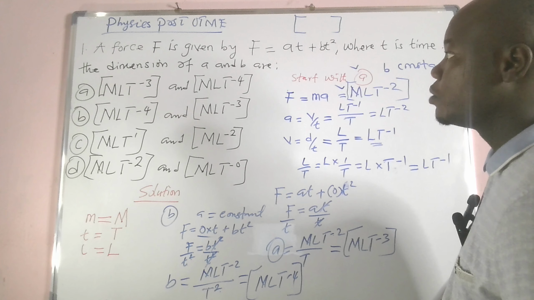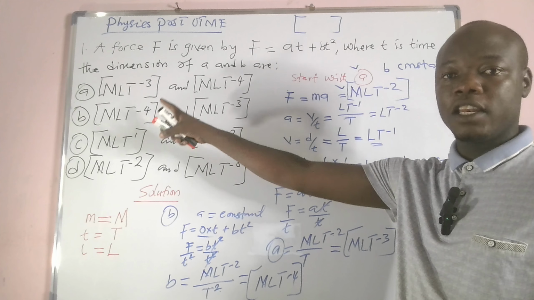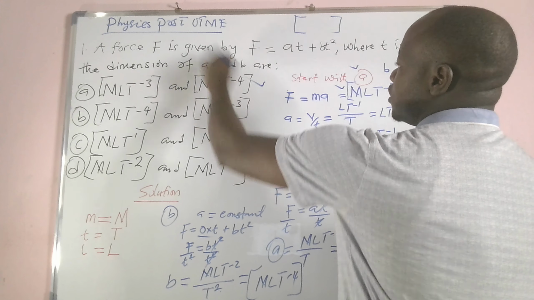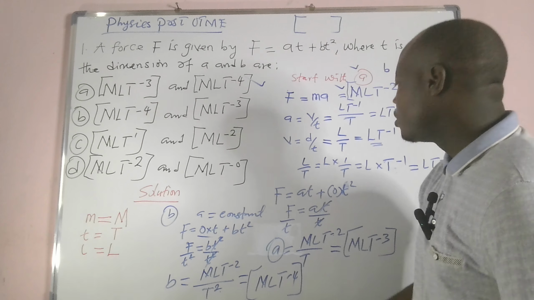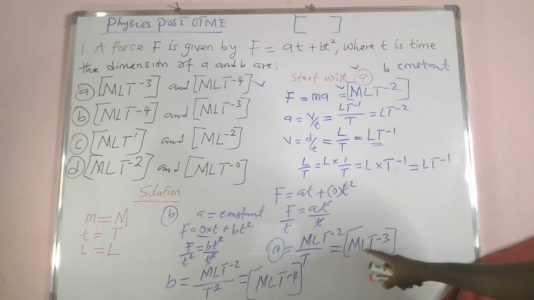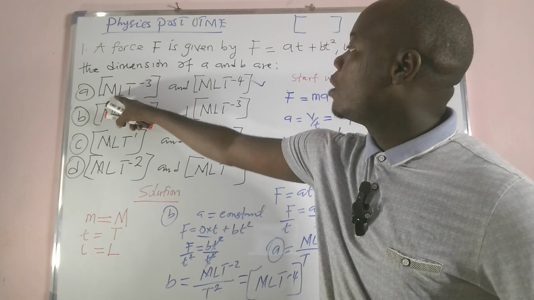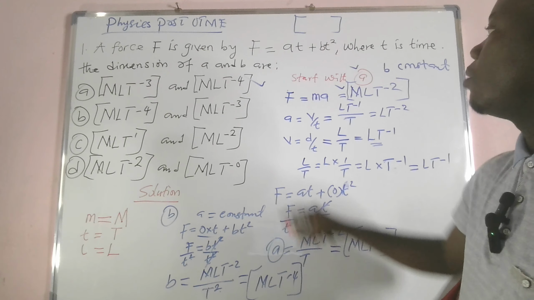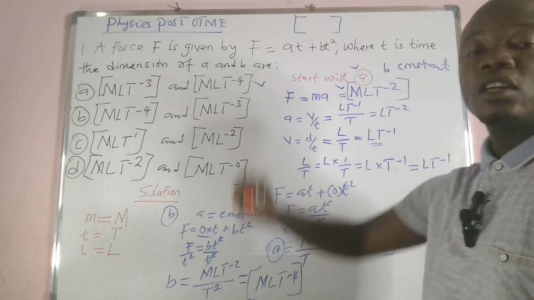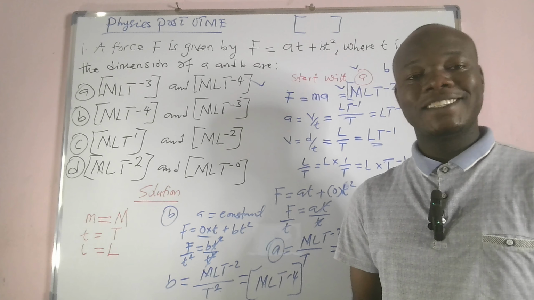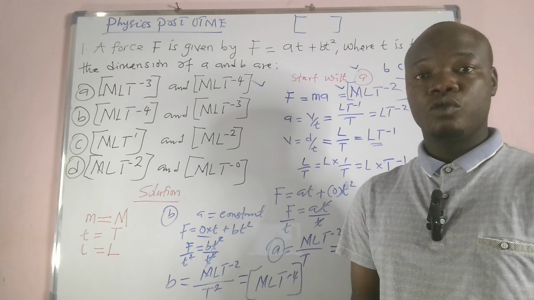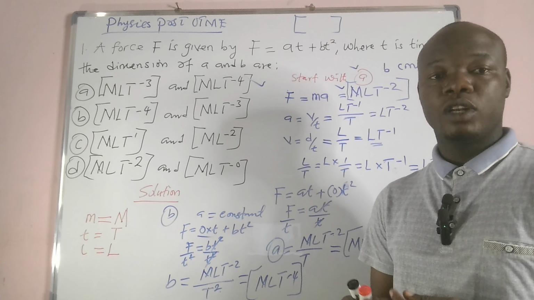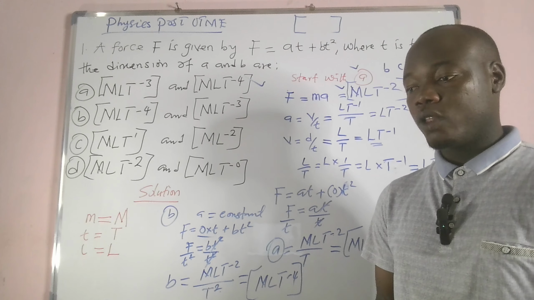So let's look at the options. Clearly, if you can see option A here, this is the correct answer, because for A we have MLT⁻³ and for B we have MLT⁻⁴. So this is the answer to this question from the POST UTME first question paper. Let's try and solve another question.